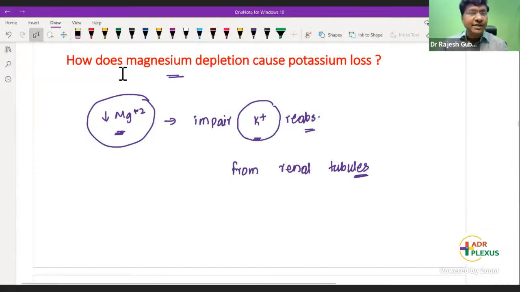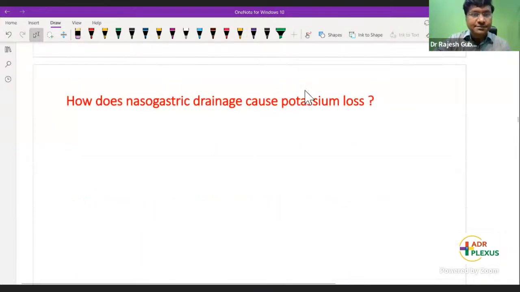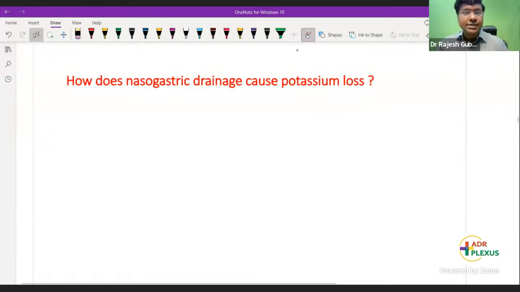Okay, we'll come back to hypokalemia. So how does magnesium depletion cause potassium loss? Whenever there is hypomagnesemia, that will impair the potassium reabsorption from the renal tubules. Now, what did I tell you? Nasogastric drainage. How does the nasogastric drainage cause the potassium loss?